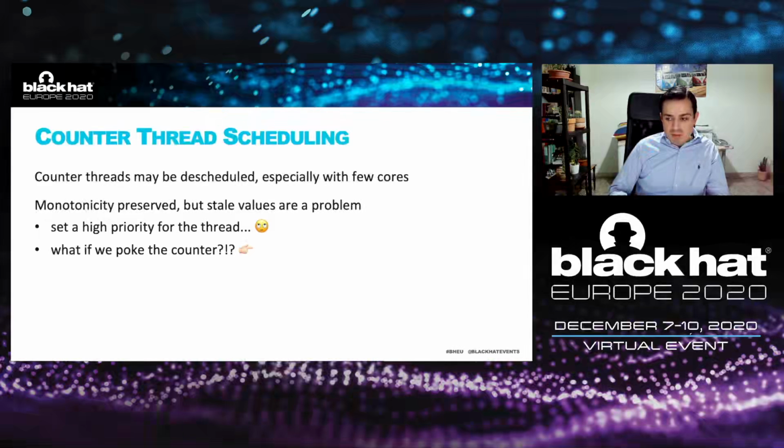Even if you have 2 cores, there's still a possibility that you might be descheduled. So your clock stops ticking and you get a stale value and you cannot make measurements. You can say, okay, I'll set a very high priority for the thread, but this doesn't solve the problem. It can improve the situation, but it's not a solution. It's also conspicuous.